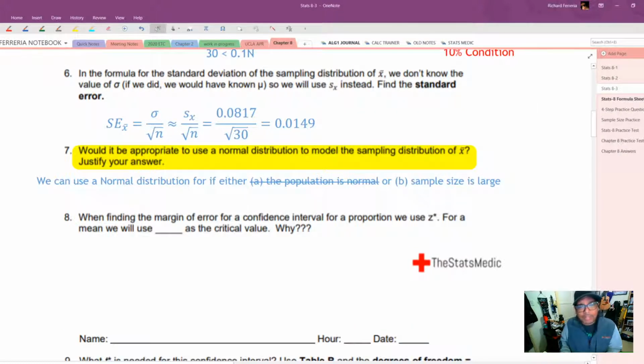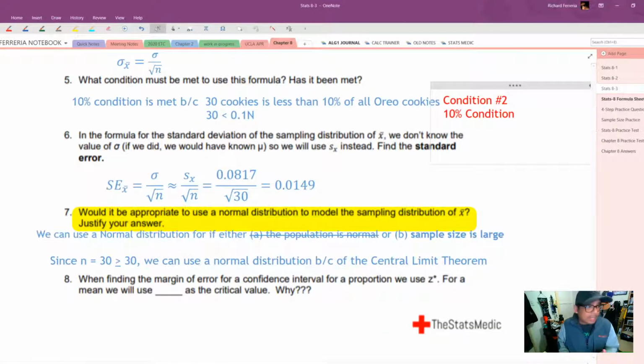So we better hope that the sample size is large, which is another way of saying, is the sample size greater than or equal to 30? And the sample size, as luck would have it, is exactly equal to 30. Since n is equal to 30, and that's greater than or equal to 30, we can use a normal distribution because of the central limit theorem.